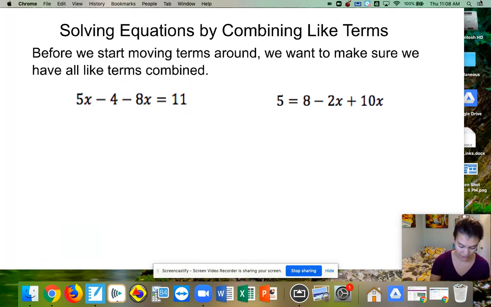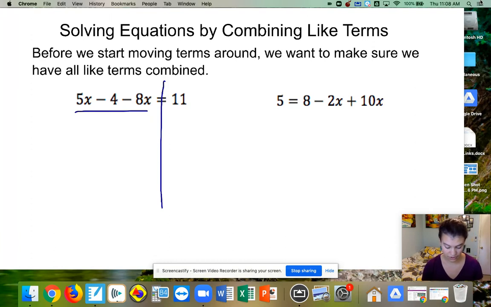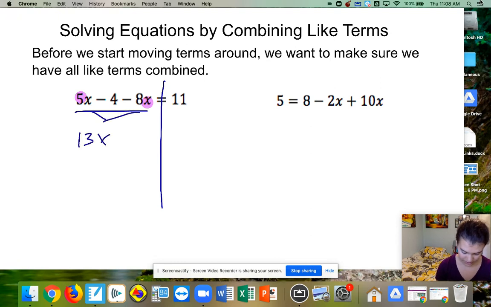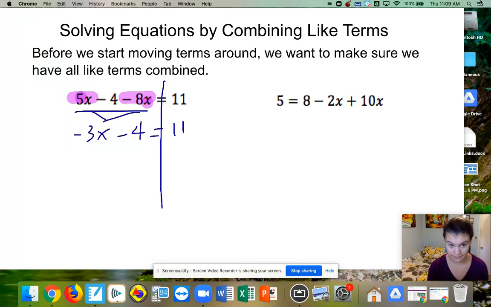So if it's helpful, draw your line in first, and you're only going to look at things on one side to combine like terms, or on the other side. So here I can combine these two terms. Sorry, that's a minus. So do 5x minus 8x. Make sure you include the negatives. And you'll get negative 3x minus 4 equals 11. Now there's nothing else to combine, so we can solve like normal. So add 4 to both sides.